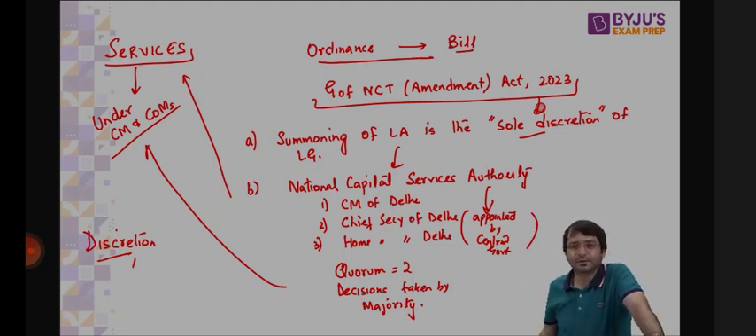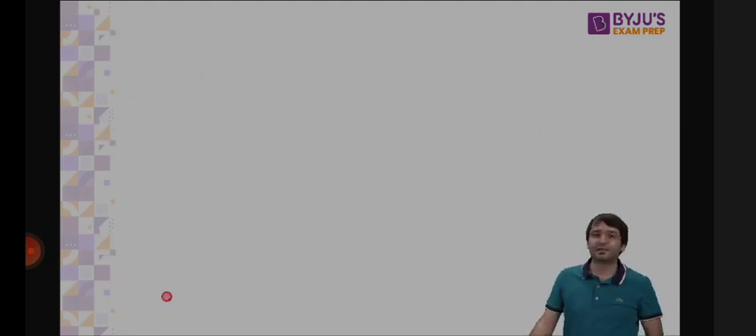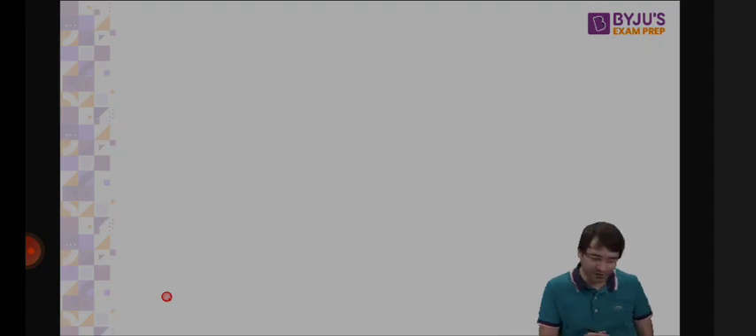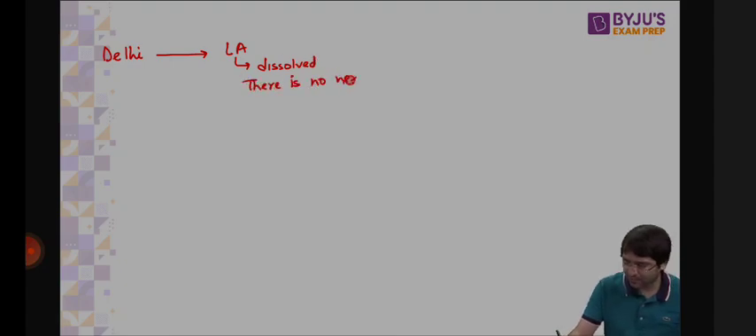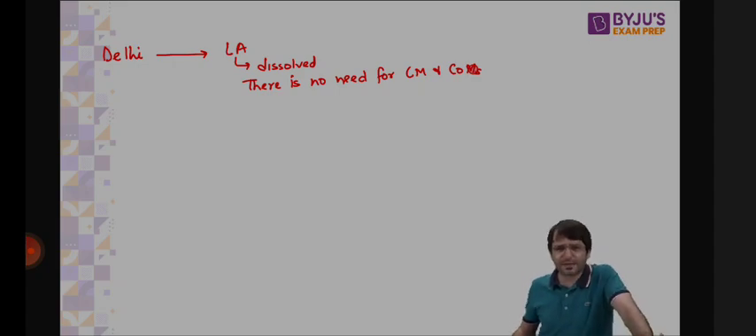And there are some who say it is good. Why is it good? Because Delhi, after all, is the capital of India. We can't have this bickering. We can't have this conflict between the Chief Minister and the central government. Then what is the logic? What is the solution? The Delhi Legislative Assembly should be dissolved. There is no need for Chief Minister and Council of Ministers. Simple. If Delhi is the capital, which it is, there should be no conflict whatsoever.